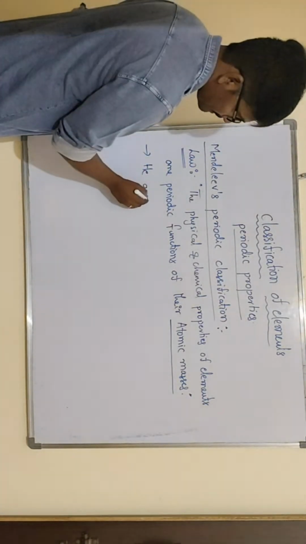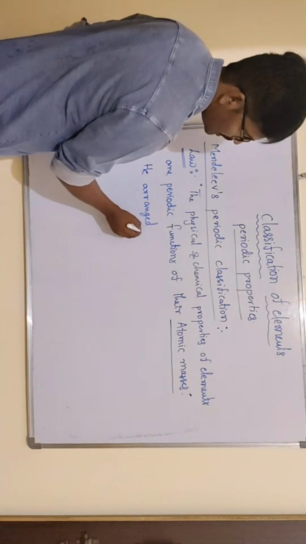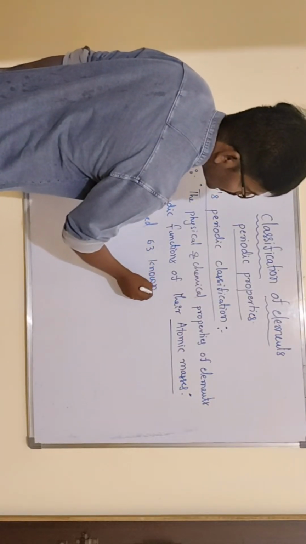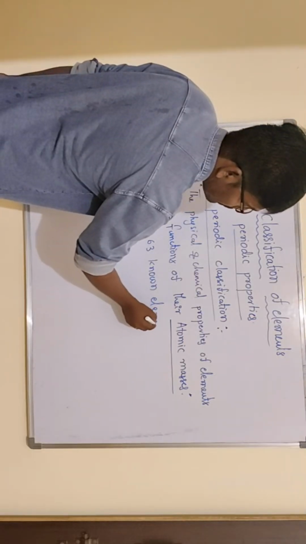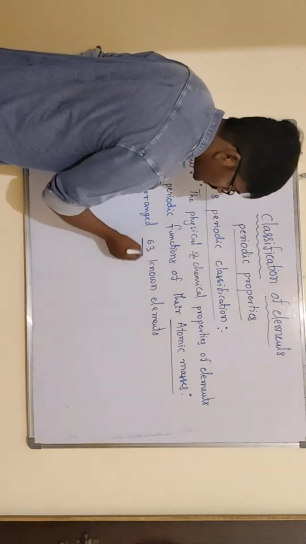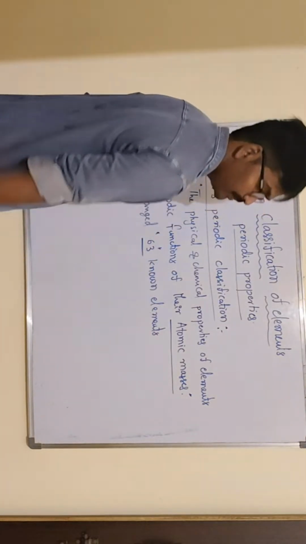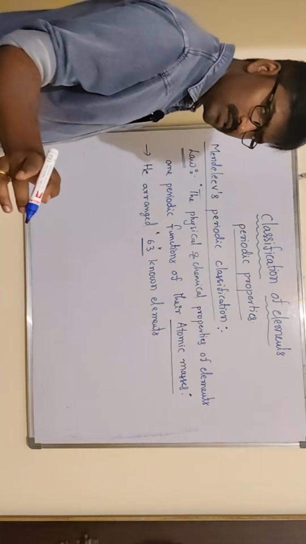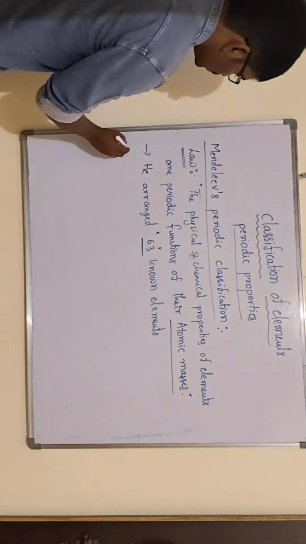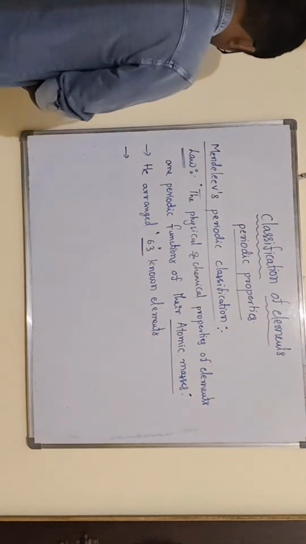Next important point: at the time of Mendeleev, he arranged 63 known elements. At Mendeleev's time, 63 elements were known. For the first time he used periods and groups also.